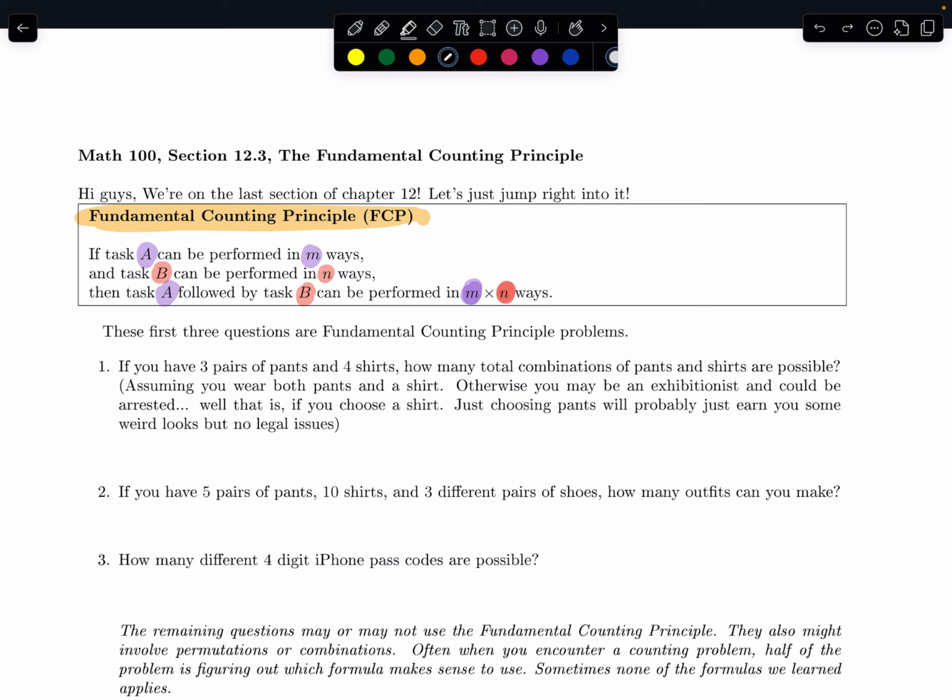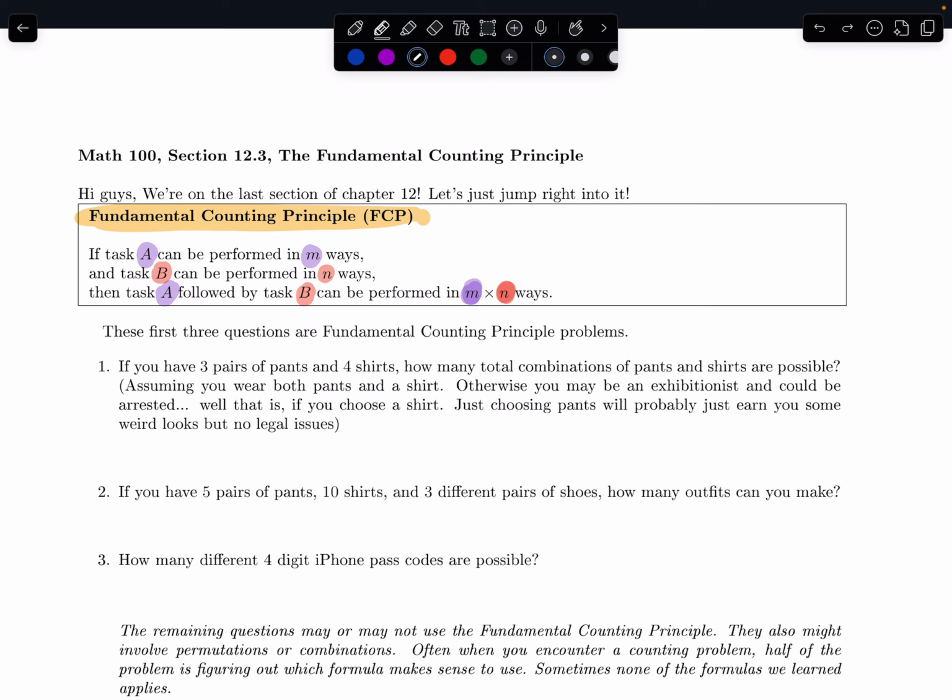But what's going to be challenging, kind of similar to the last chapter, chapter 11, is deciding which counting principle we want to use. So at the end of class today, we're going to have a bunch of questions where you have to decide which counting principle to apply. But to start, let's look at this first question, examples for the fundamental counting principle, or the FCP.